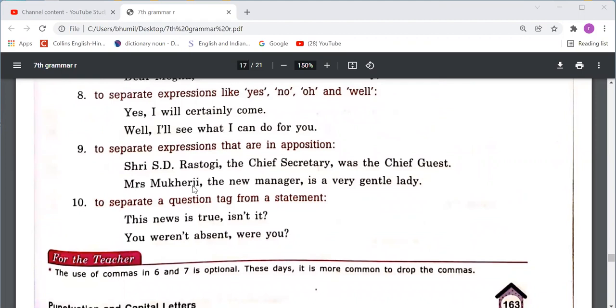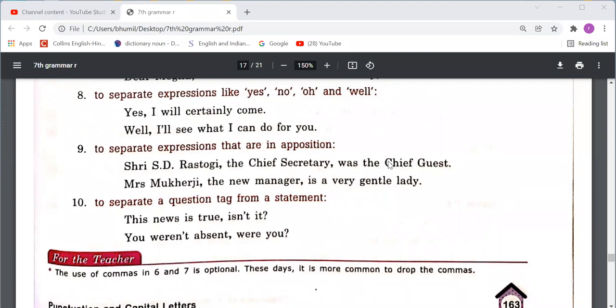Point number 9, to separate expressions that are in apposition. So Shri S.D. Rastogi, the chief secretary, was the chief guest. In this point, dear students, we have to understand the apposition, meaning a referring word. Whenever we use a referring word, meaning words which give more identification of our previous word, that is called apposition, like Shri S.D. Rastogi, the chief secretary. So we are talking about Shri S.D. Rastogi, who is the chief secretary, was the chief guest.